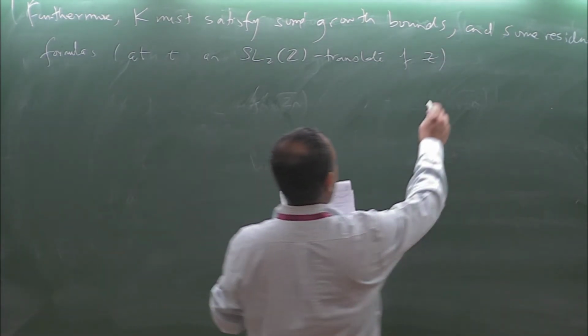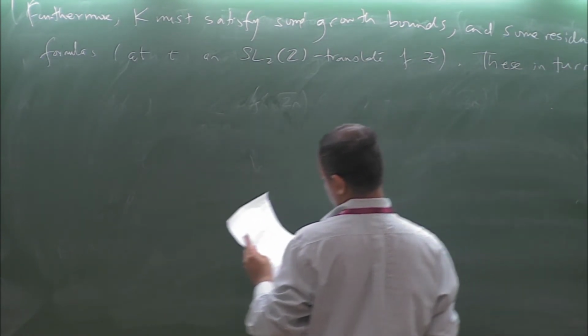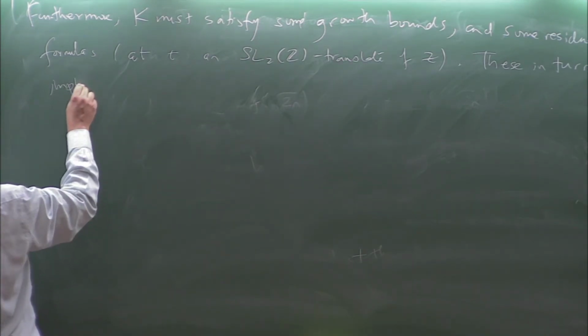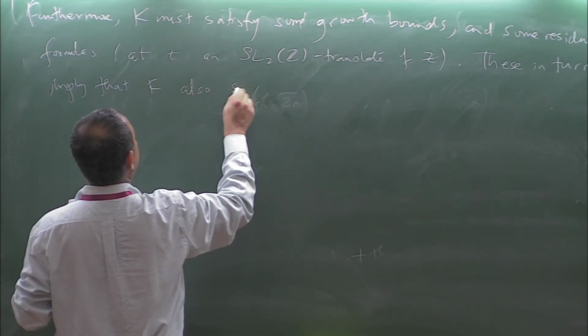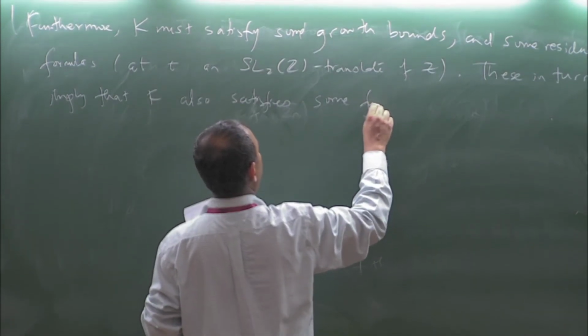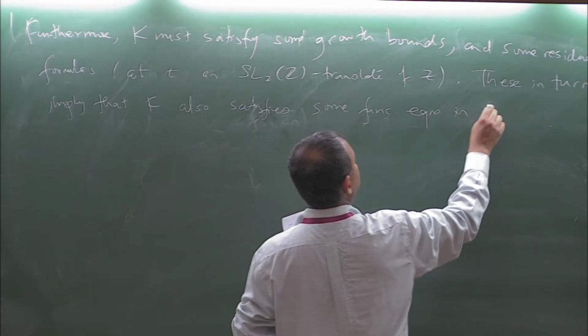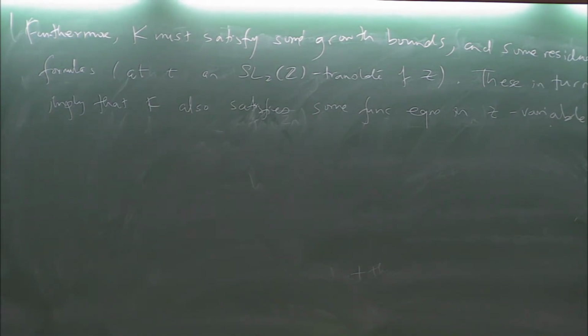So that must hold, and these in turn imply that f also satisfies some functional equations in the z variable. So I'm indicating that once we know what we're looking for, once we make this ansatz, there's enough information to independently get the kernel even if we hadn't computed it term by term over there.